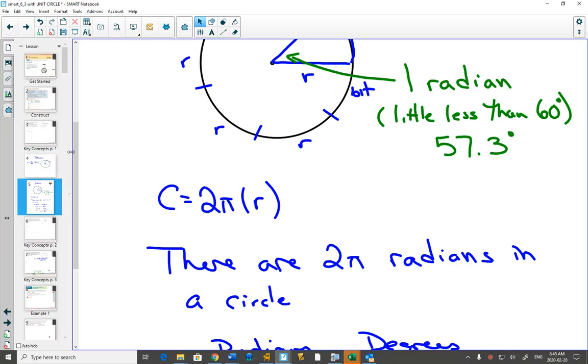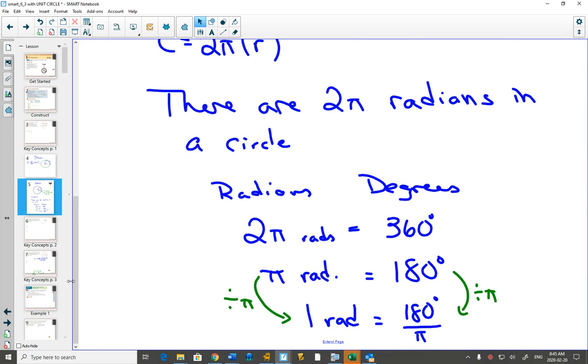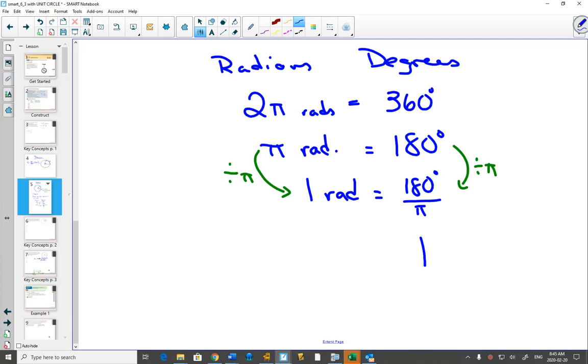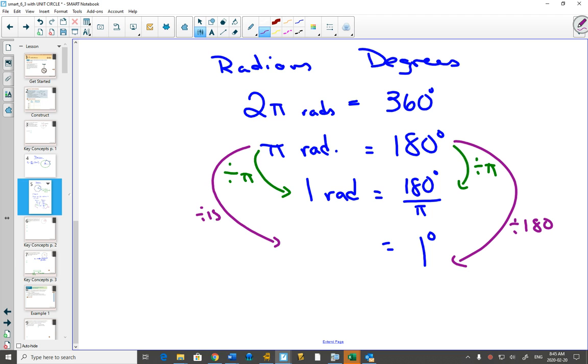And similarly, if you wanted to figure out what 1 degree was, well, I could go from here to here by dividing by 180. Same thing on this side, I'd have to divide by 180. And so we get pi over 180 radians is equal to 1 degree.